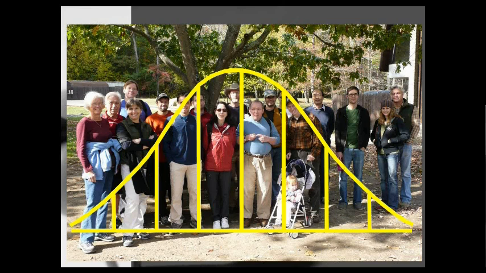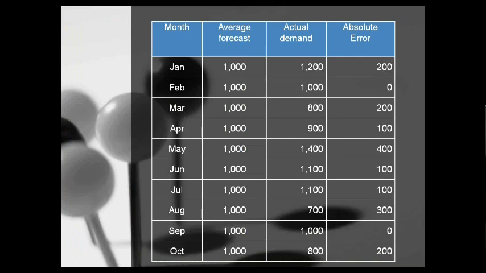We deal with this kind of stuff all the time. We get forecasts from our sales department. Those forecasts, in this case here, we've got 10 months worth of forecast, and sales is forecasting 1,000 units per month. Then we have the actual demand. And as you can see, it varies all over the place. Only one of the 10 months did sales actually forecast what we sold that month, and that would be in September.